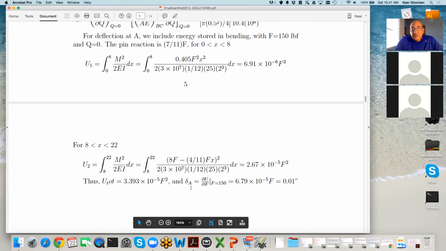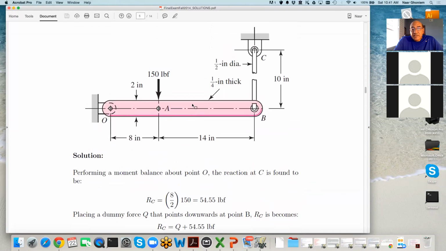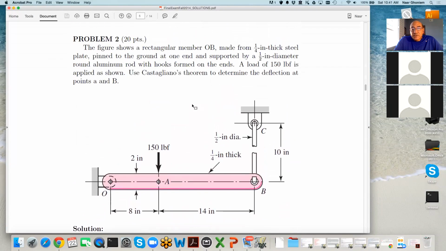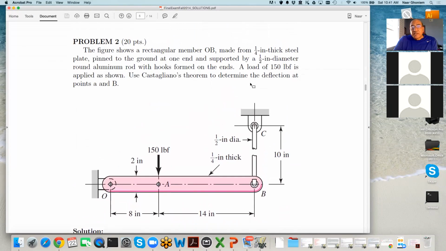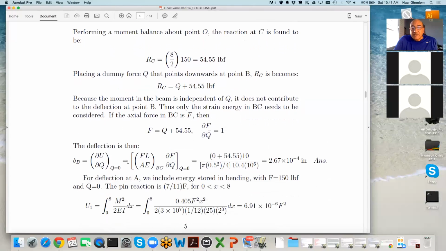We can add them up, and then we can get delta at point A. This question was a little bit tricky because we wanted the deflection at B and the deflection at A. It turned out that at B, the energy doesn't have any force components other than Q. The energy is just dictated by Q.